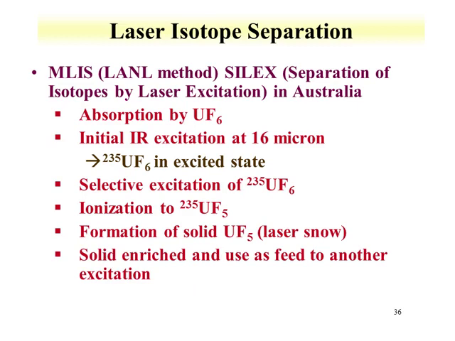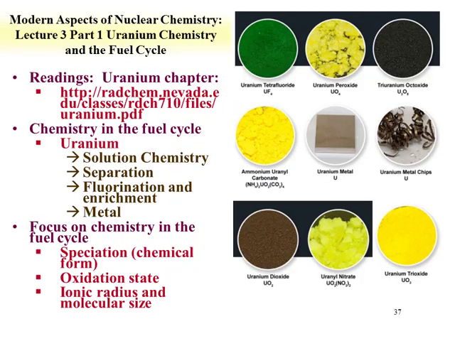Okay, this concludes the first part of the lecture on uranium and the nuclear fuel cycle. The second part of lecture 3 will focus on uranium metal chemistry. Again, we just reviewed the solution chemistry, separations, and fluorination and enrichment. So when you've completed this lecture, please continue on to part 2 of lecture 3 for modern aspects of nuclear chemistry.